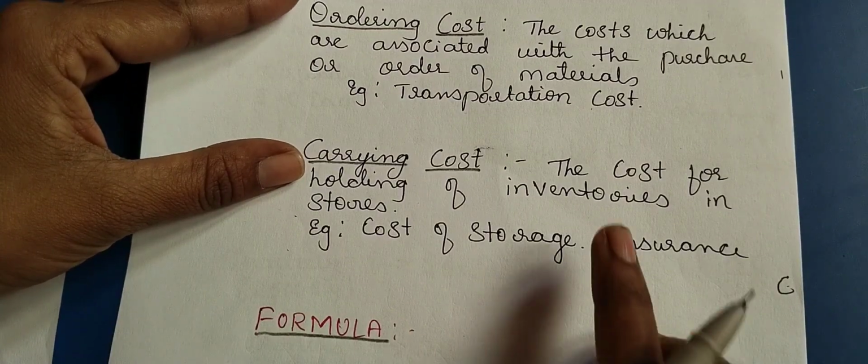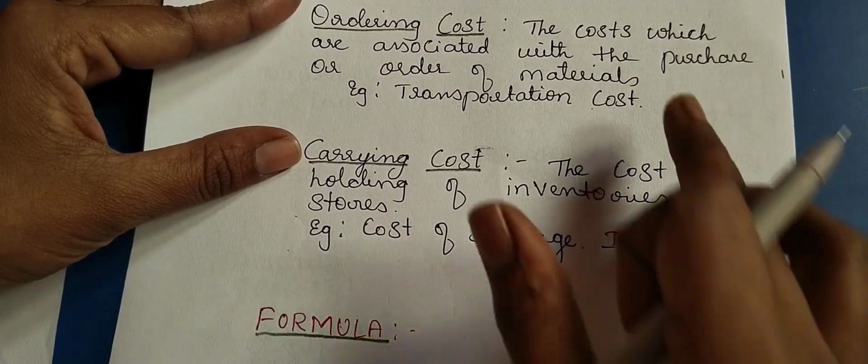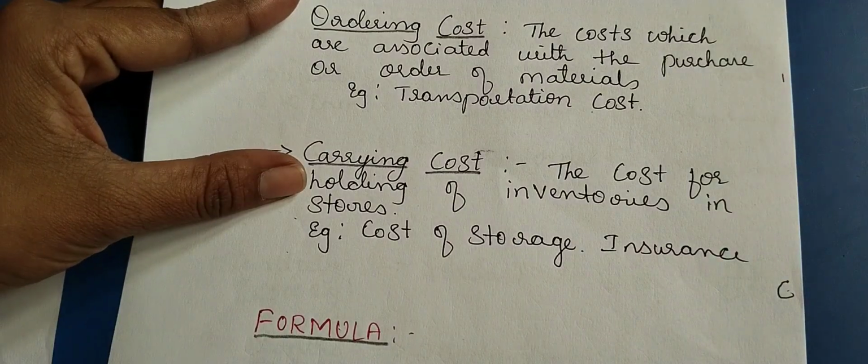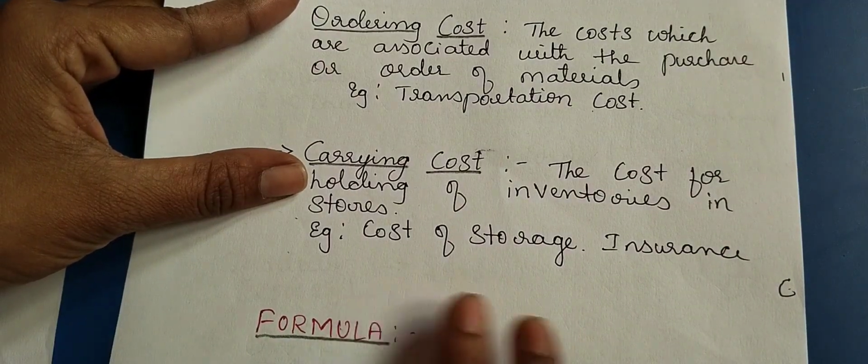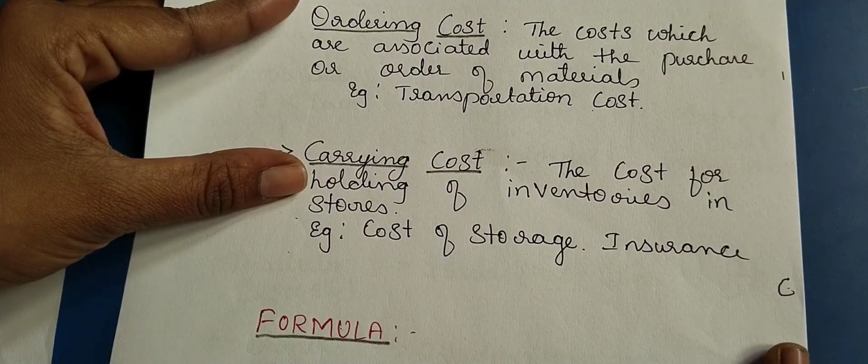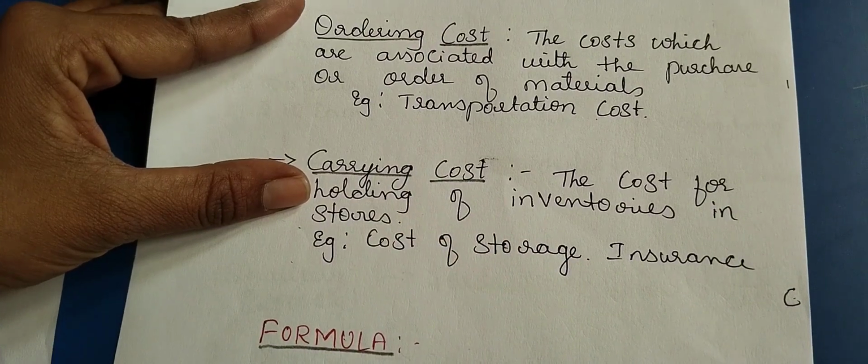Carrying cost is the cost for holding the inventory. After ordering, you will receive the materials. You need to store that. So the cost of storage, insurance, all are covered under the carrying cost.